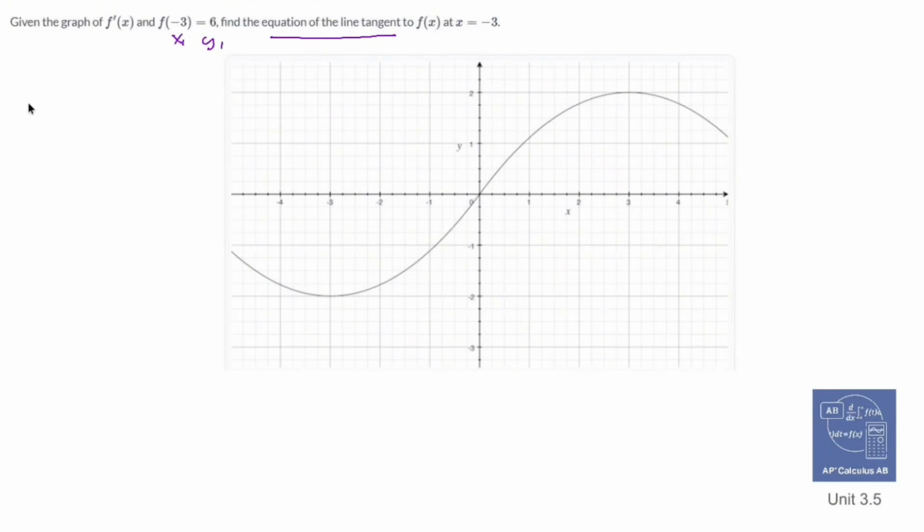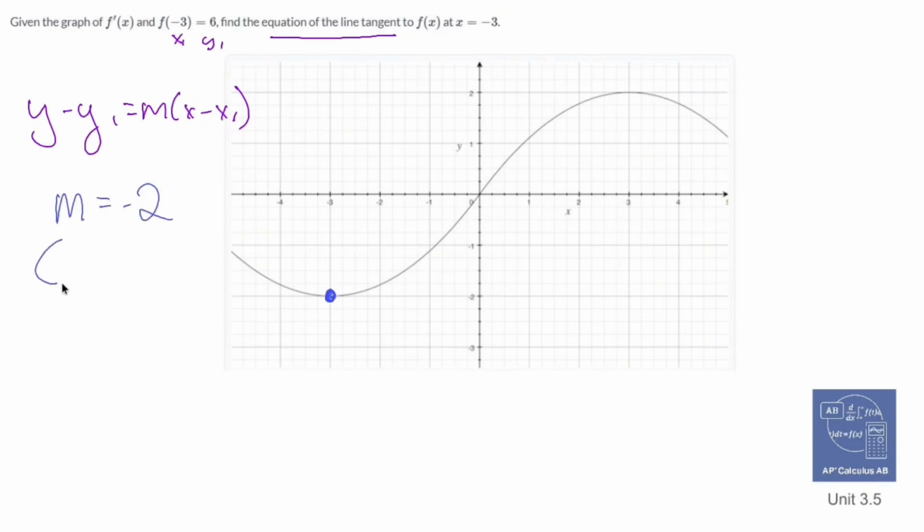So if I'm thinking, let's do y minus y sub 1 equals m times the quantity x minus x sub 1, point slope form, you're thinking the right thoughts. We have our point, and there it is. What we don't have is our slope. However, we have the graph of the derivative, and the graph of the derivative is going to give us our slope at that point. So if I care about when x is negative 3, I'm going to go over here to negative 3 and find out that I have a y value of negative 2. So my slope is negative 2.